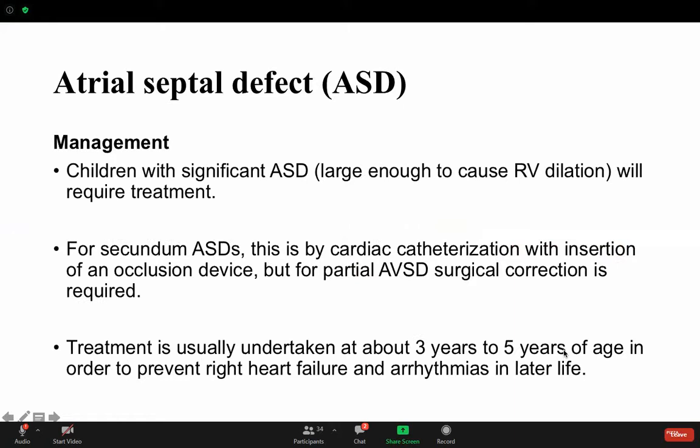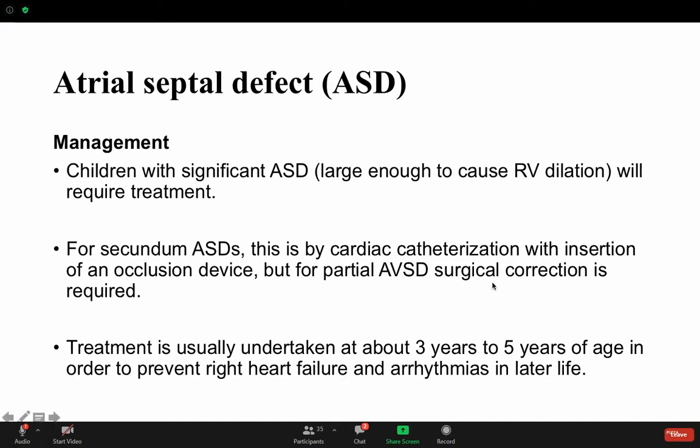Management: children with significant ASD, if it is large enough to cause right ventricular dilatation, will require treatment. السكندم ASDs يقفلونها بالcardiac cath، يعني ما يحتاج حتى open heart surgery. يدخلون بالكاث لين يروحون مكان defect ويقفلونه.